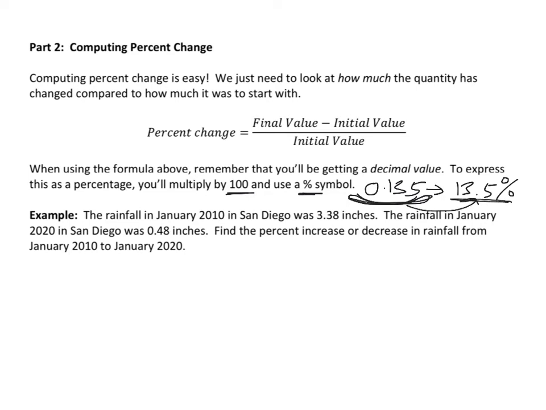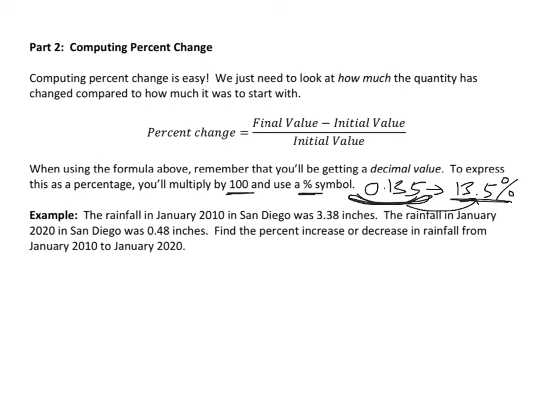Okay. So if we did a really simple example of percent change, suppose that the rainfall in January of 2010 in San Diego was 3.38 inches. I looked this up. Then the rainfall in January in 2020 in San Diego was 0.48 inches. Find the percent increase or decrease in rainfall from January 2010 to January 2020.